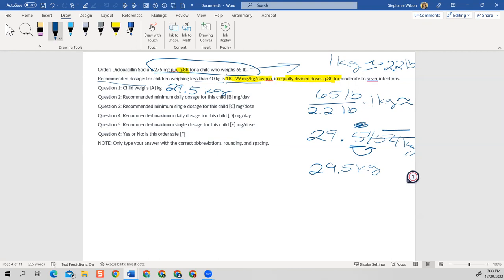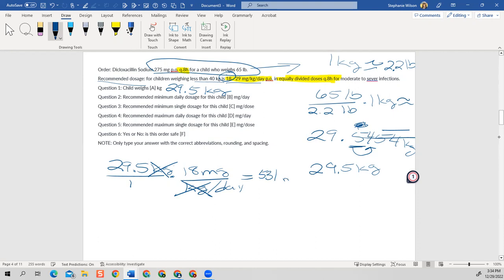So in question 2, I'm going to take my patient of 29.5 kilograms. I'm going to put them over 1. I'm going to multiply that to my minimum of 18 milligrams per kilogram per day. And I'm going to go through here and notice that my kilograms reduce. And that's what we wanted. So now we have 29.5 times 18 gives me a total of 531 milligrams per day. So that answers part 2.